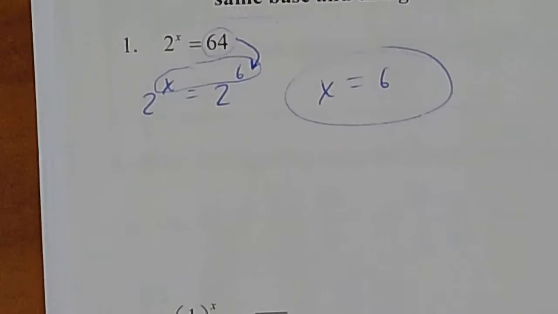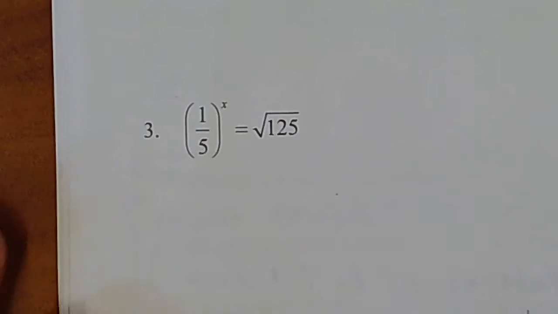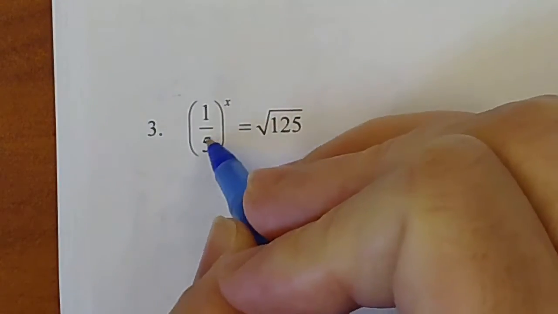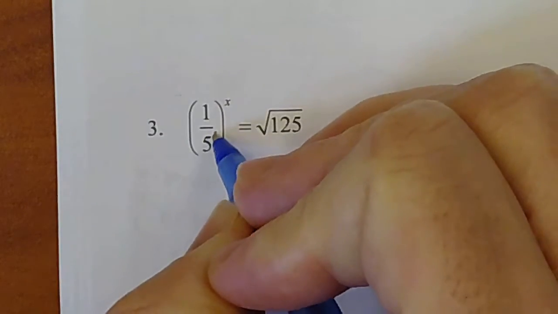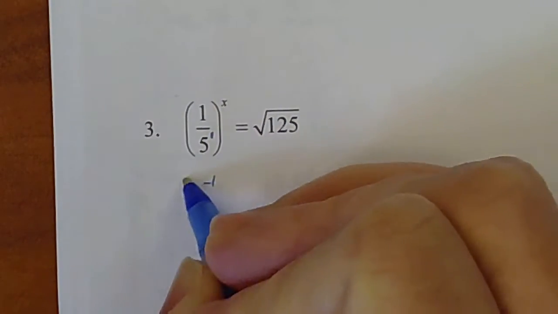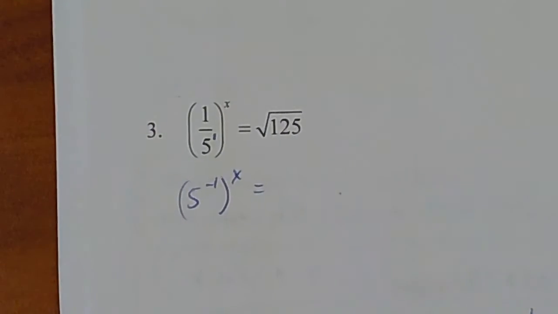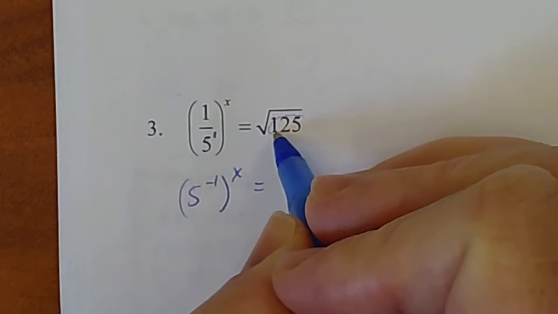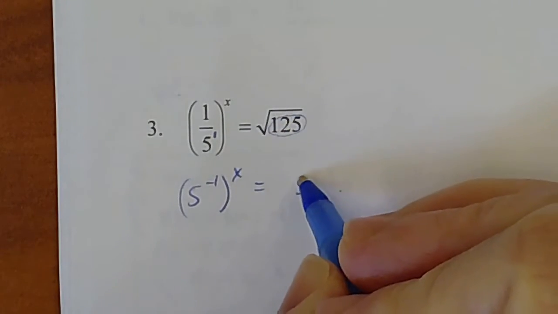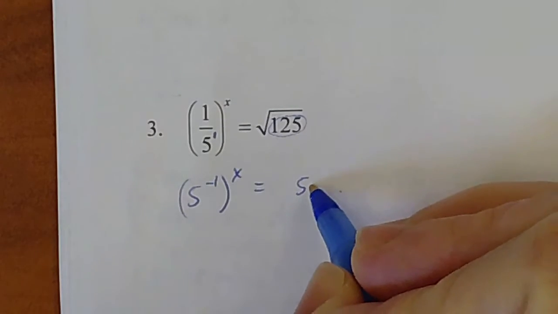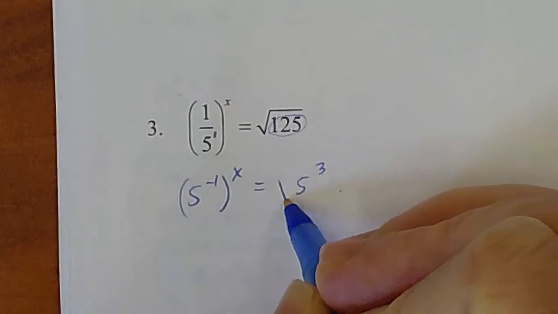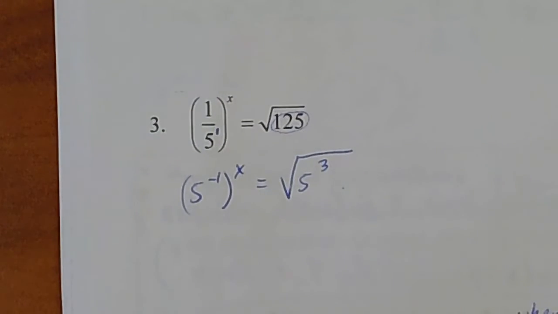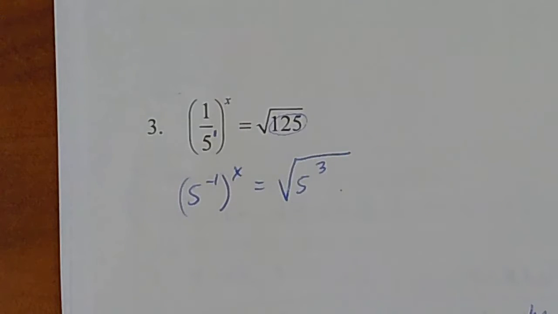Sometimes they're a little more involved, like number 3. In this case, we can rewrite both sides with a base of 5. So right now I have 1 over 5 to the first power. I can write that as 5 to the negative first power. Right now, I'm going to ignore the radical for a moment. I'm going to take 125 and write that as a base of 5, because 5 squared is 25, but 5 to the third is 125. Okay? These are definitely steps you can handle or should be able to handle.